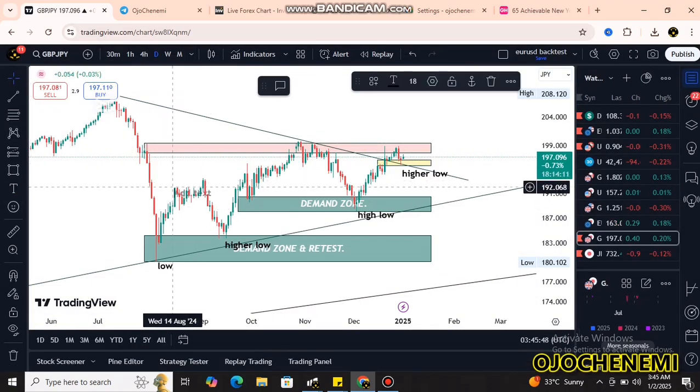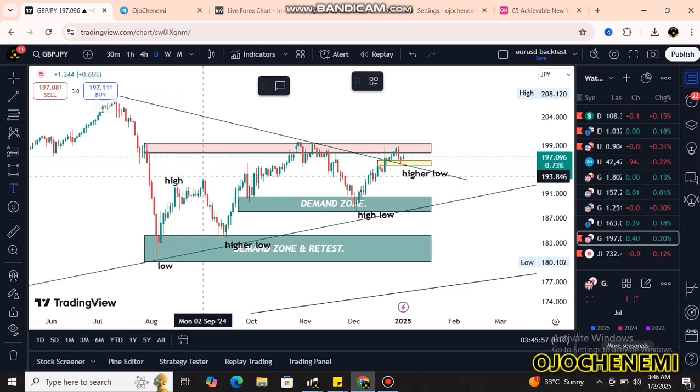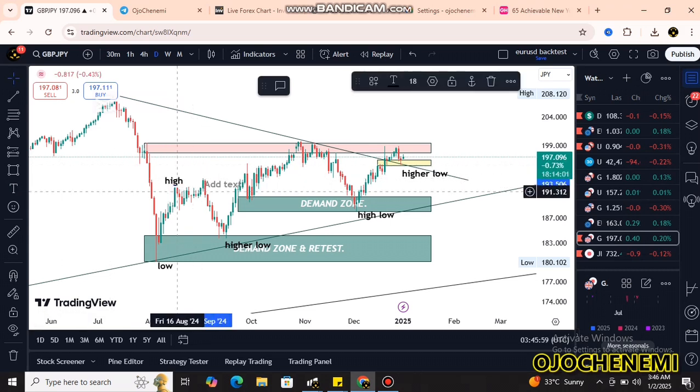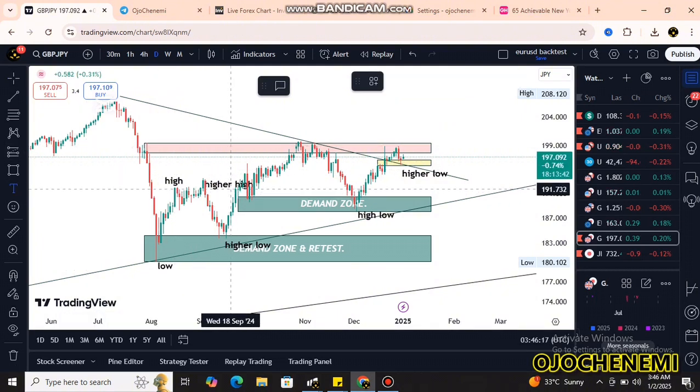So at the top, what are we seeing? Here is a high. So we have a high here, a high here, a high here. Here is what? It's higher than this previous high. So it's a higher high.